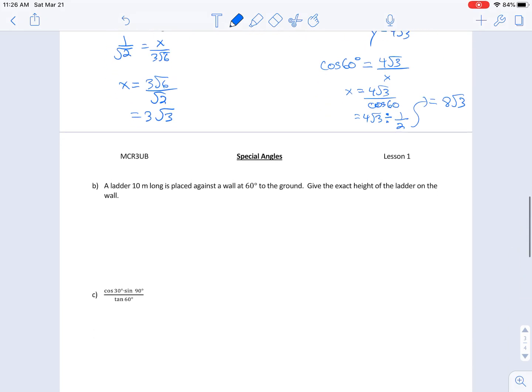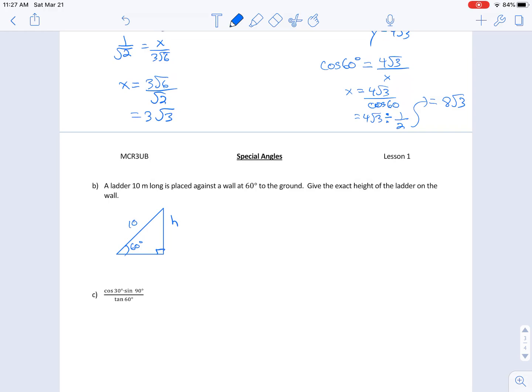Next one, a little word problem. It says the ladder is 10 meters placed against the wall at 60 degrees to the ground. Let's do a little sketch. Assuming the ladder's straight. And the wall is straight. There we go. So we've got this 10-meter long ladder. Let's call this the height.